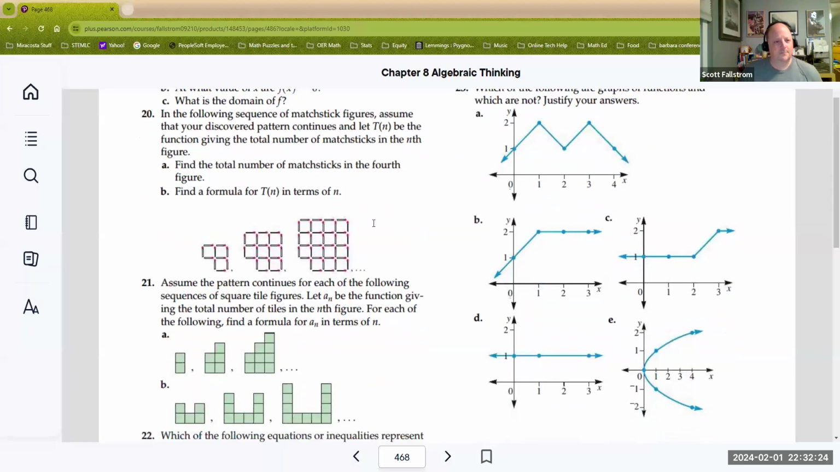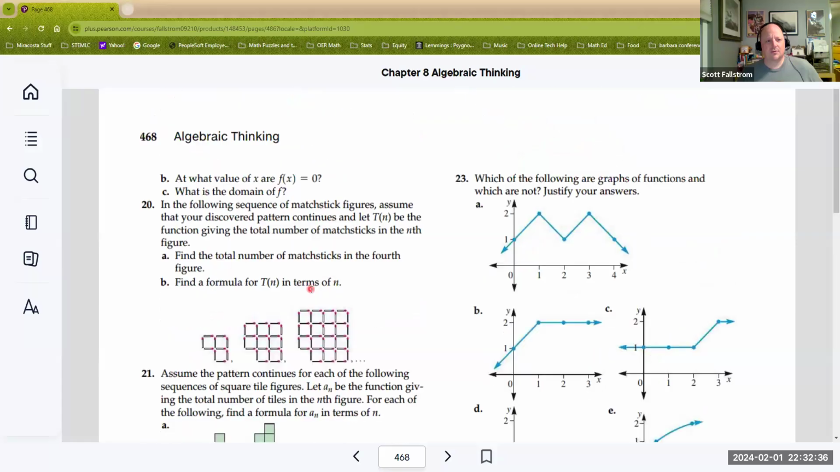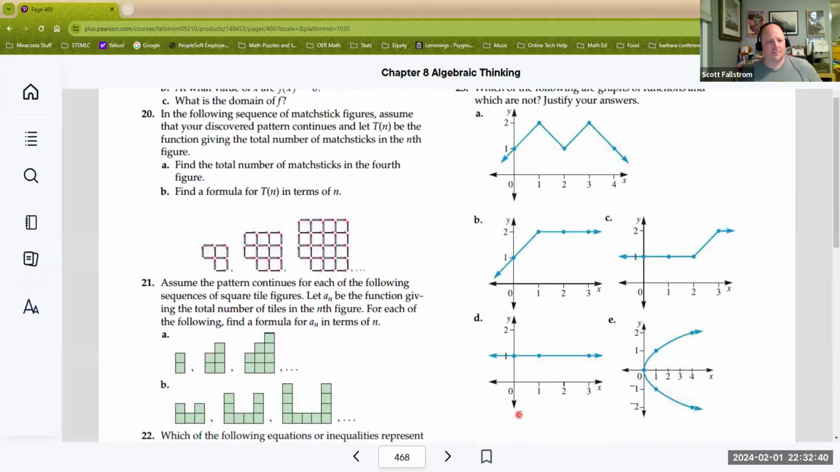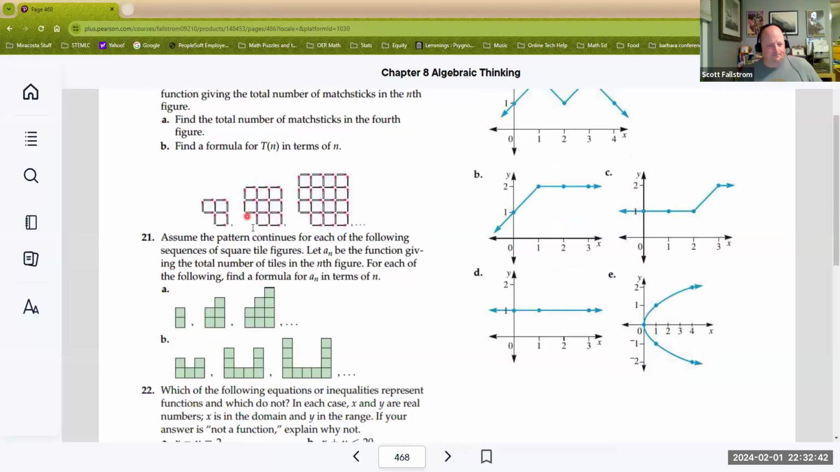Hello, students. I had someone ask a follow-up on question 20, so I'm going to go ahead and hit that. This is on 8.3, number 20. So again, matchstick figures. Find the total number of matchsticks in the fourth figure.